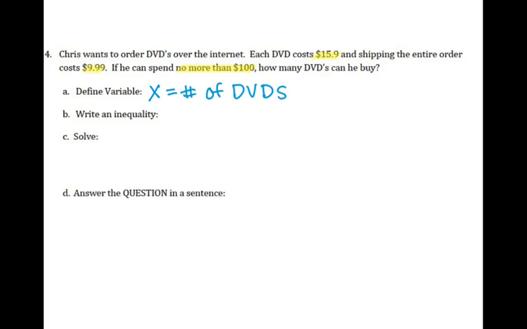And each DVD costs $15.90 plus the shipping, which is $9.99, and he can spend no more than $100. So that needs to be less than or equal to 100. And then we can continue to solve. I'm going to subtract $9.99 from both sides.